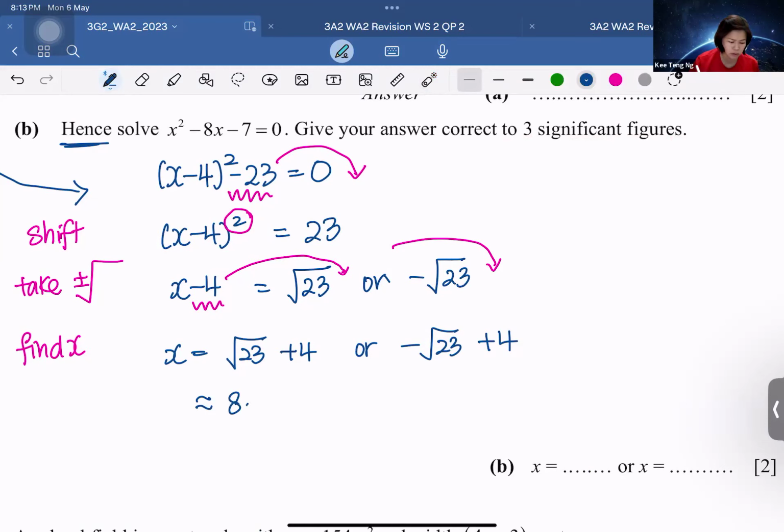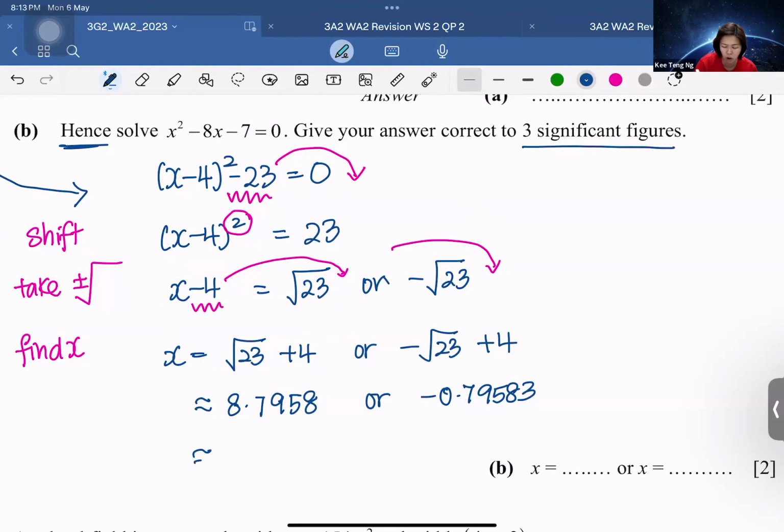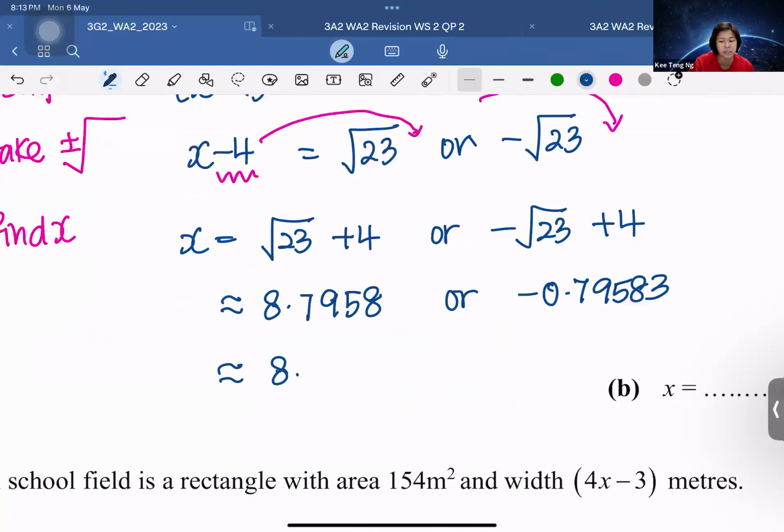So 8.7958, or negative 0.79583. Then they want 3 significant figures, right? Round these off. What is the 3 significant figure? Some of you, I realize, don't know how to count significant figure, right? Start from the first non-zero number. So 1, 2, 3.